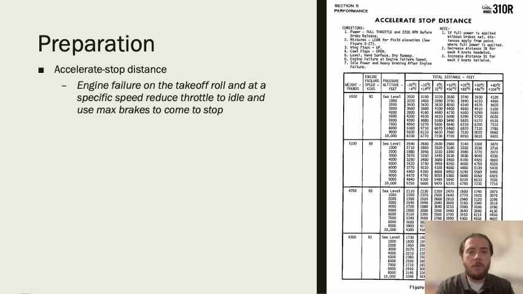Next, in our aircraft, it would be important to know the accelerate stop distance. So this would be an engine failure on the takeoff roll at a specific speed, reducing the throttle to idle, and then using max brakes to come to a stop. And this is going to be the total distance that we would take up because of that. This is going to be really important because if we're taking off from a short runway, we might not have enough distance to stop before going off the end of the runway.